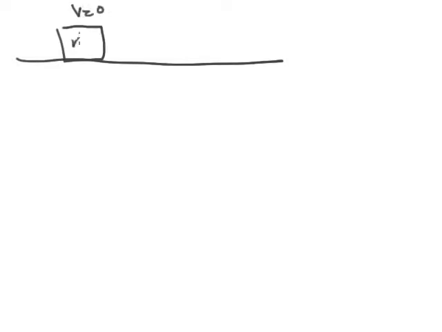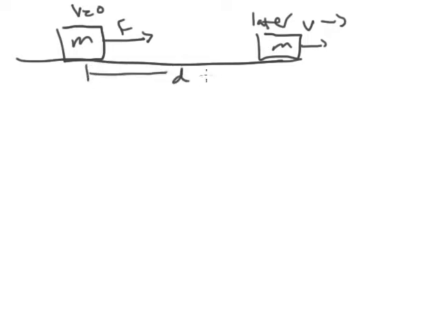So how do we see that? Say we have an object that starts off at rest, mass m, it gets pulled by a force F. And later, the object now has a velocity v, still has the mass m, it's got the force F acting on it, and it traveled some distance d.